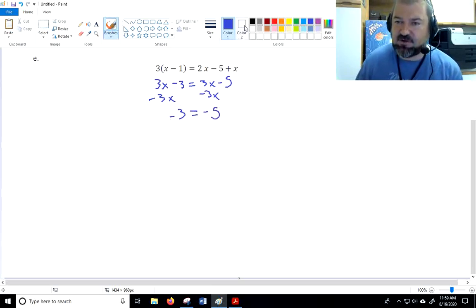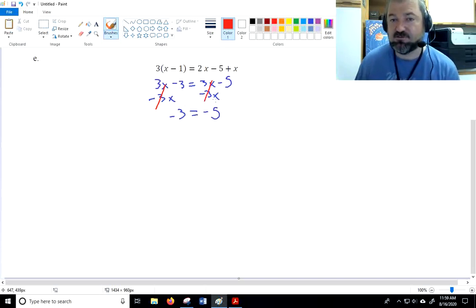So when you lose your x's, when they cancel out on both sides like this, that means that you're going to be answering the question as either no solution or all real numbers. So in this case here, no solution, because -3 never equals -5. So what that's saying is there is absolutely no value of x that you can put in that would ever make this side equal to this side.